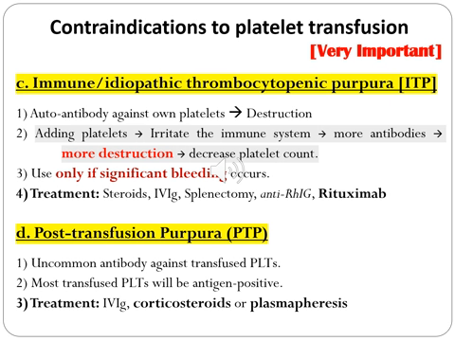The fourth contraindication to platelet transfusion is post-transfusion purpura, which is a not uncommon complication of platelet transfusion. In PTP or post-transfusion purpura, the alloantibody is present in recipient plasma, attacks transfused platelets. Treatment here again is intravenous immunoglobulin, corticosteroids, or better plasmapheresis, which means filtration of patient plasma from the alloantibody.